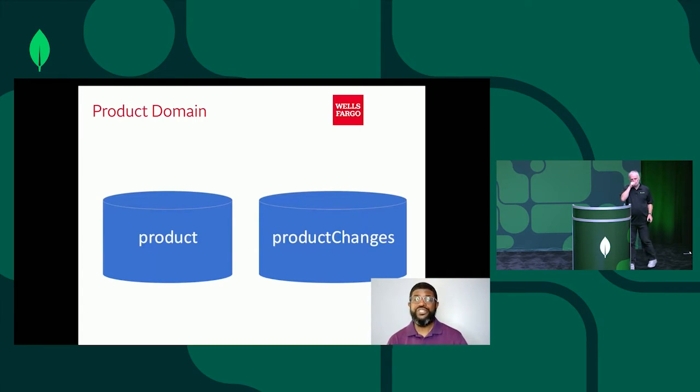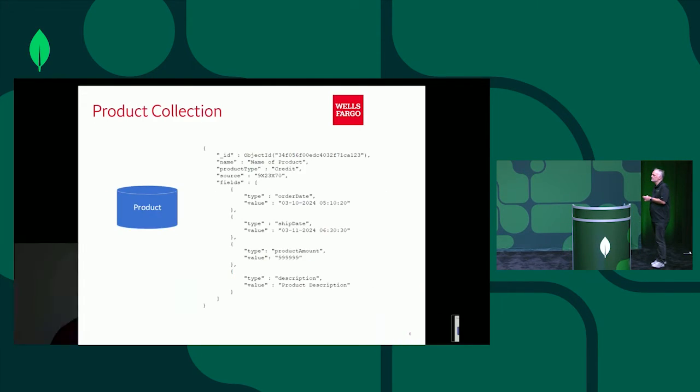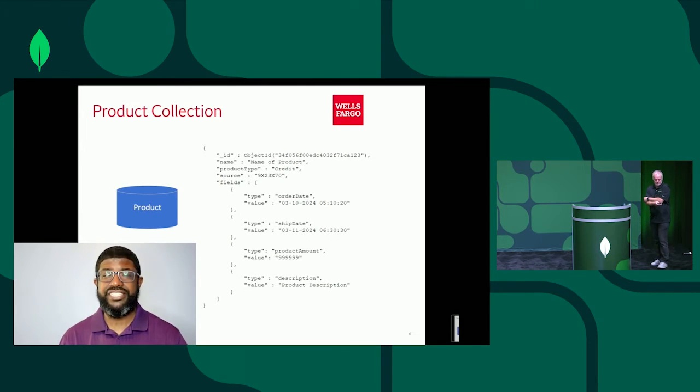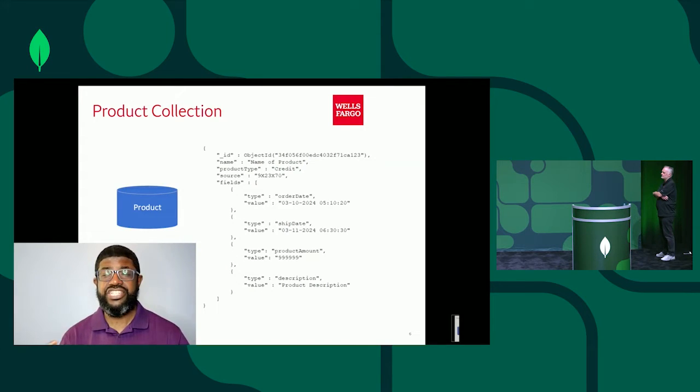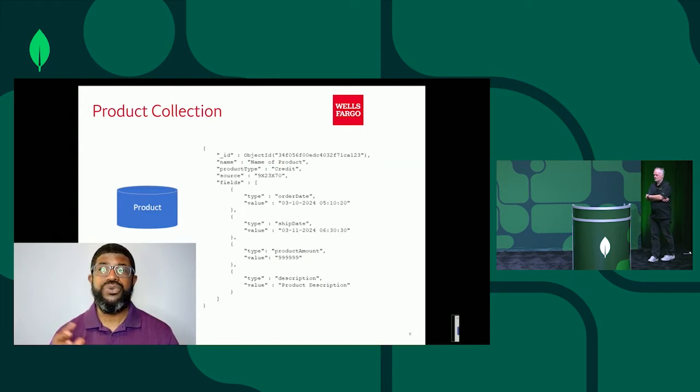So what we decided to do was to go with two collections. One of those collections being a product collection, which, whenever the user enters the data, it is stored in our product collection. And then from there, any changes that take place will go to our product changes collection. And this includes create, update, delete, or what have you. And the way that we decided to do this was interesting, and we sought the help of Mongo to help us with that.